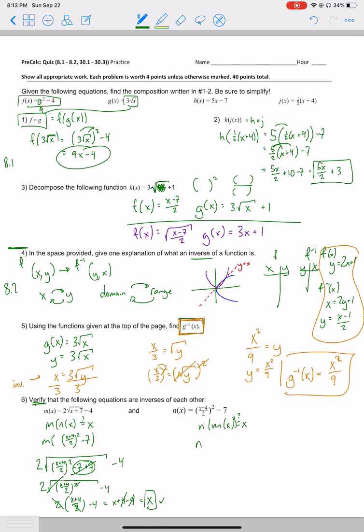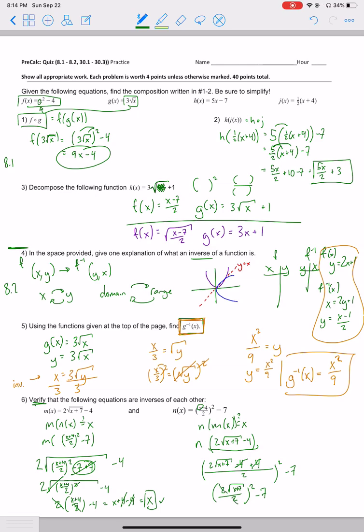So again, we take n and we want to plug in m, which is 2 times the square root of x plus 7 minus 4. So that means we take n. Wherever we see x, we have to plug in this whole function. So that's going to be 2 times the square root of x plus 7, minus 4, plus 4, all divided by 2, squared, minus 7. So again, stuff starts undoing itself.